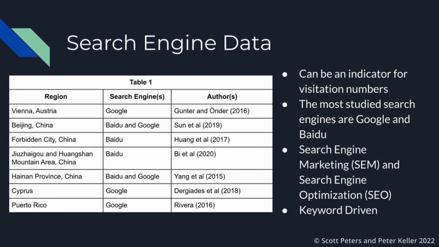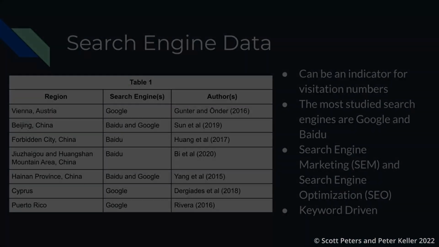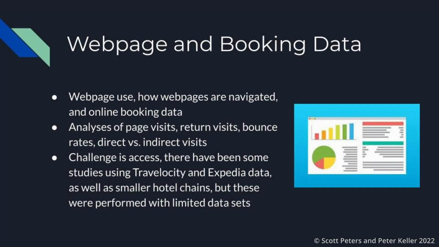These data streams also facilitate search engine marketing and search engine optimization, and these are offering insights into the keyword selection that is used to drive these particular users to websites. Of significant interest, especially to the destination marketing and tourism service industry, are data about web page use, how web pages are navigated, and online bookings. For example, hotel bookings, alternative lodging, or activities like theme parks.